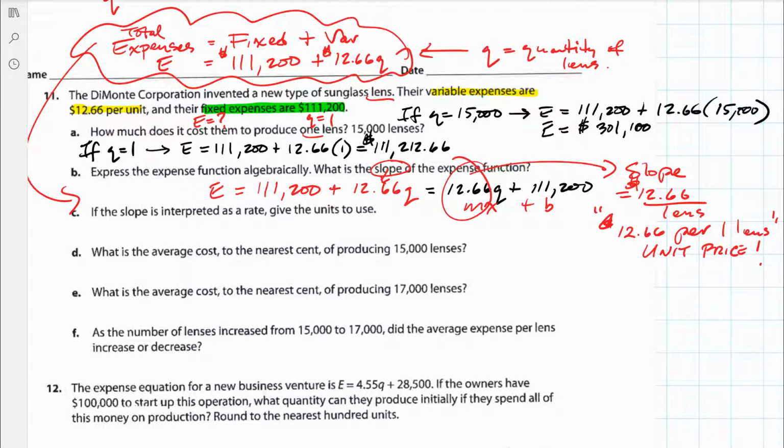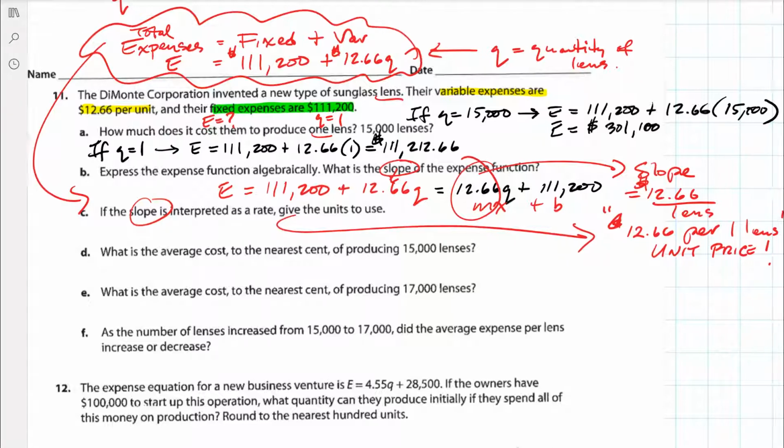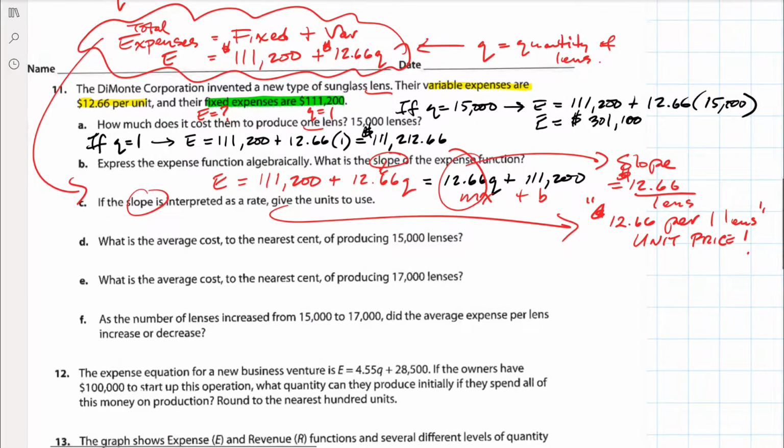Okay, part C. If the slope is interpreted as a rate, give the units to use. I just detailed that out. So the slope is interpreted as a rate. Well, that is what I just said. Slope is $12.66 per lens. So this part right here again has already been detailed out. Let's go to part D, because I don't want to repeat myself too much.